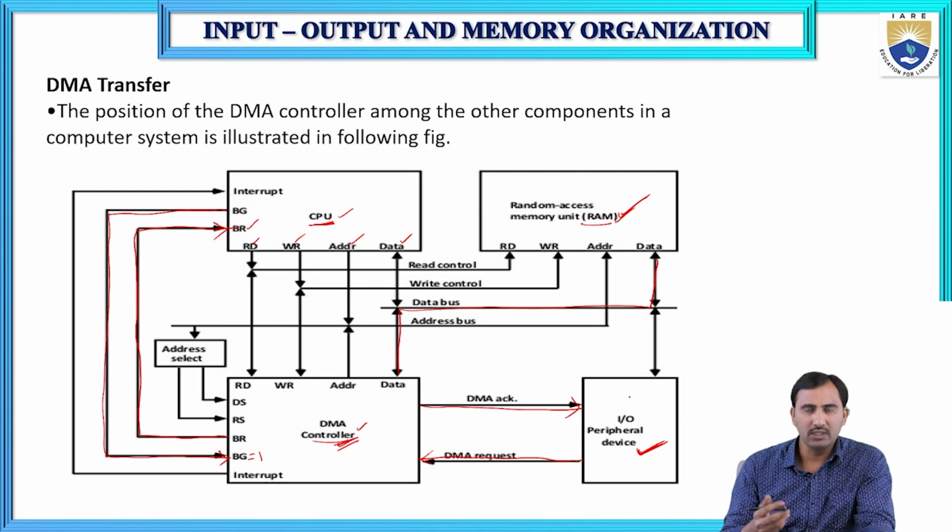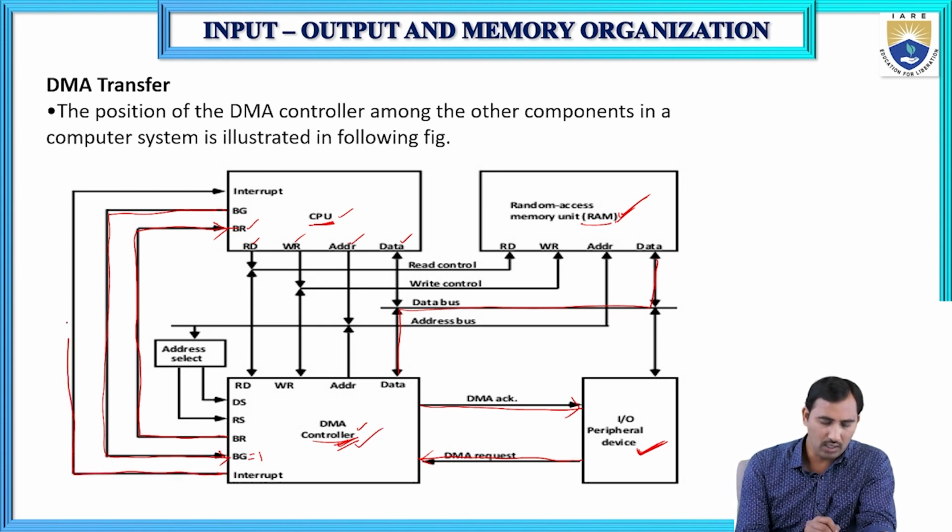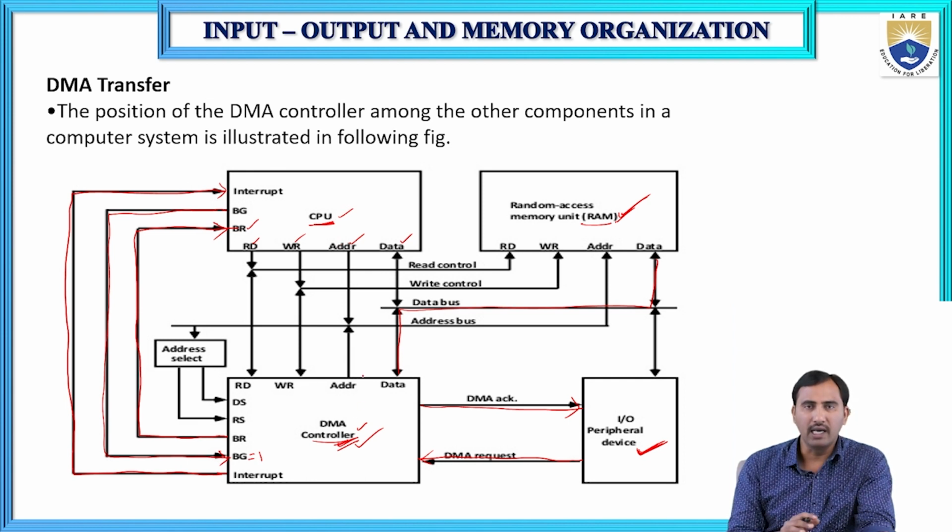Okay, so once the data transfer is completed, the DMA controller will send an interrupt signal to the CPU. Whenever the CPU receives the interrupt signal, the CPU will take care so that the DMA controller releases the buses, and the CPU will take care of all these buses.